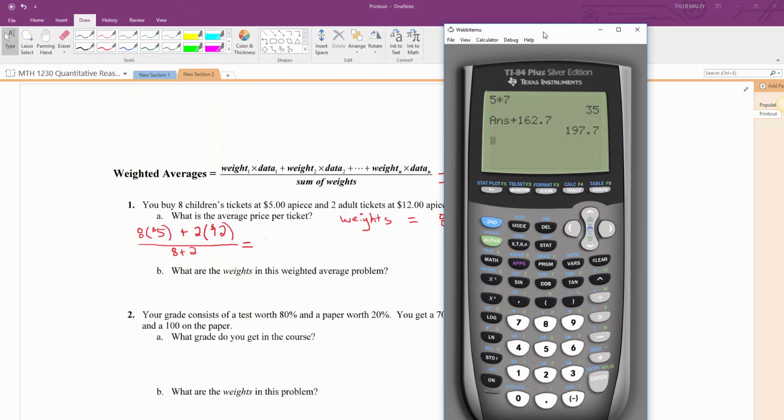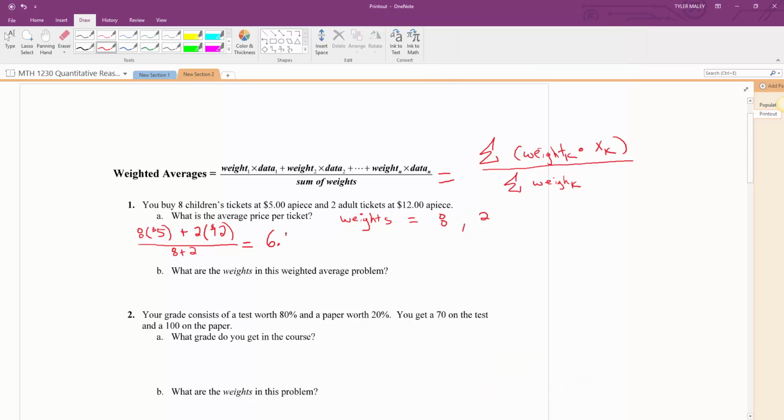right? So to enter this in, if we open up a parenthesis, we could do 8 times 5 plus 2 times 12. All this divided by 8 plus 2. Right? So we get 6.4, which we're talking about in terms of money. So it would be $6.40. Right, so this would be the average price spent per ticket.